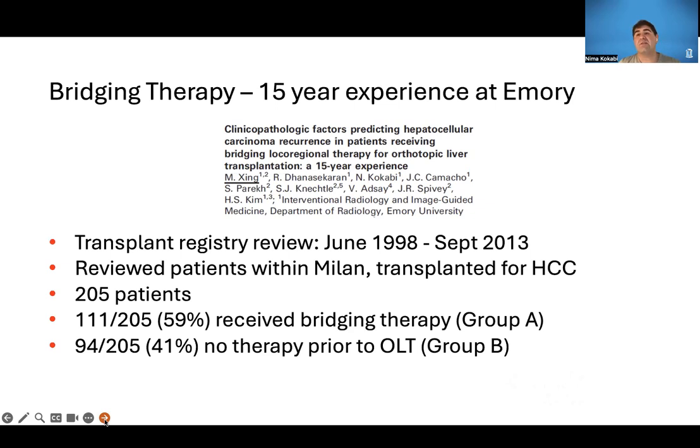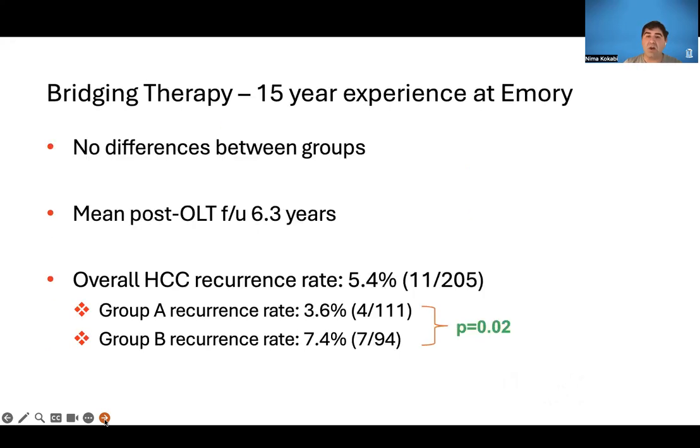Here is one of the early studies which actually started the conversation of the importance of bridging to transplantation. This was out of Emory. We looked at 205 patients that underwent liver transplantation. About 60% of them underwent bridging therapy, meaning one of these liver-directed therapies prior to liver transplantation. These were all patients with HCC, and 40% or so of them did not.